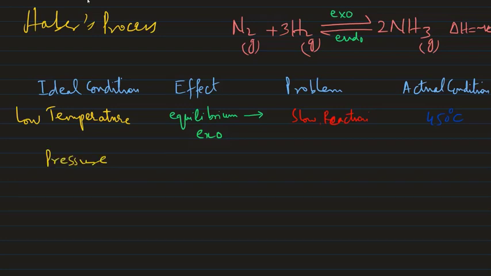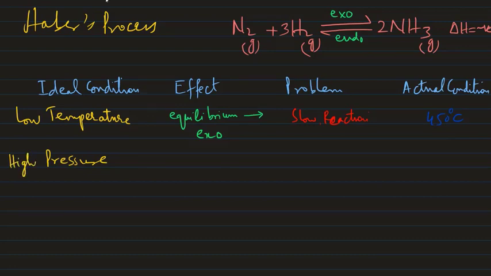In the equilibrium reaction, the reversible reaction, higher pressure always favors the reaction with less moles. So in this case, we got 4 moles here and 2 moles over here. That means if we have a higher pressure, equilibrium will shift towards the right side. So we'll get more ammonia. So it means we will have, in ideal condition, we should have a high pressure.